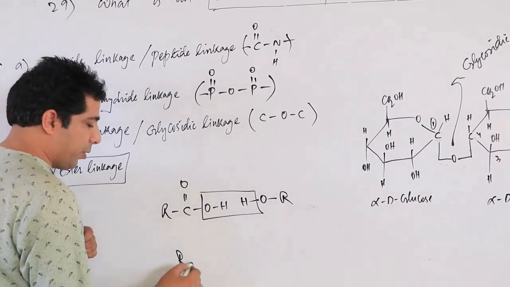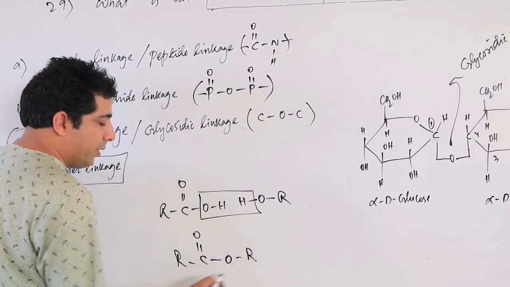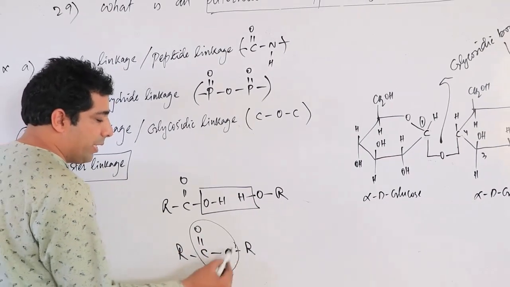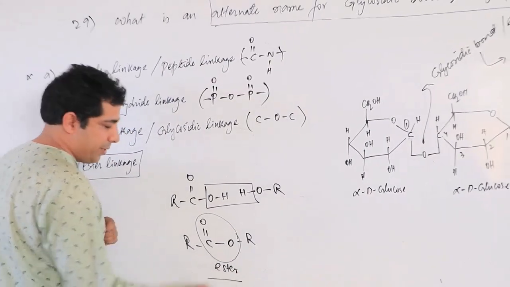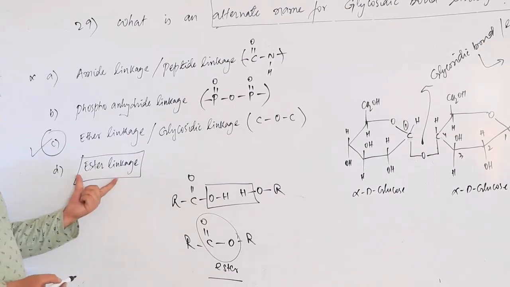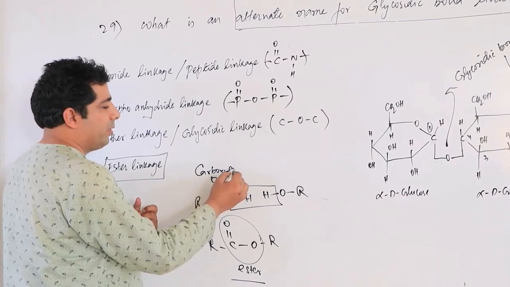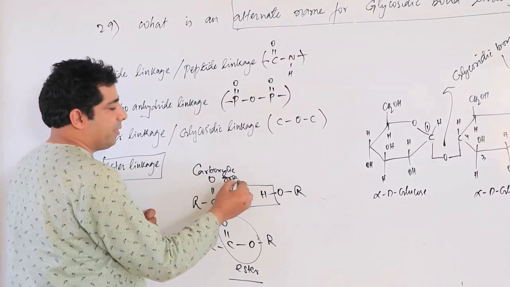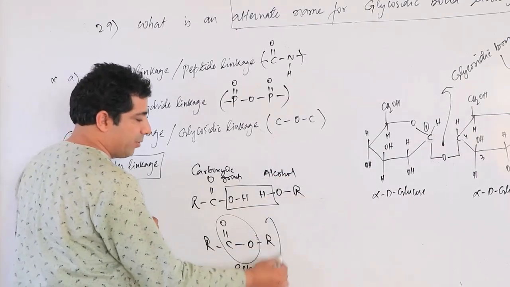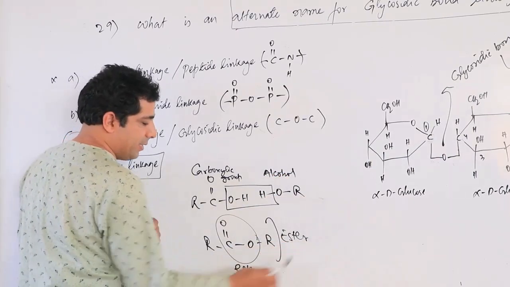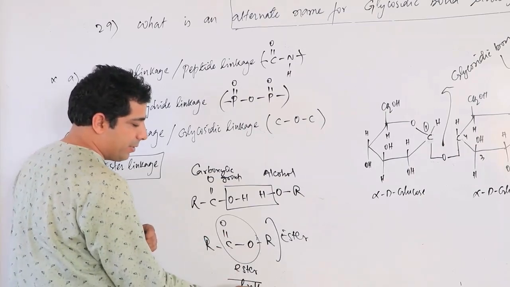Due to loss of water molecule, you will have C double bond O. Then what will remain here? O and R. And this COO linkage is basically ester linkage. Okay, so this is the ester linkage. So it is between carboxylic group. When carboxylic group will interact with alcohol, there is a formation of an ester, and this molecule is ester, and the linkage is ester linkage here. Correct? COO linkage is known as ester linkage.